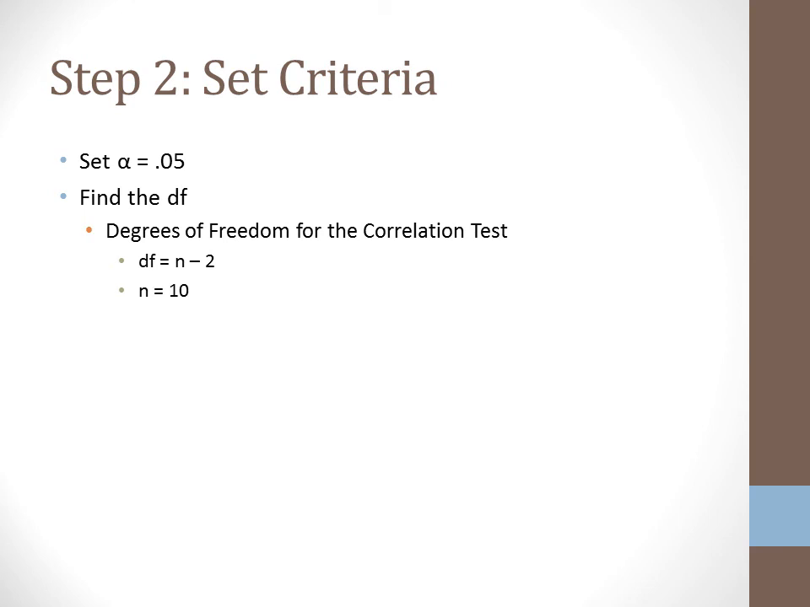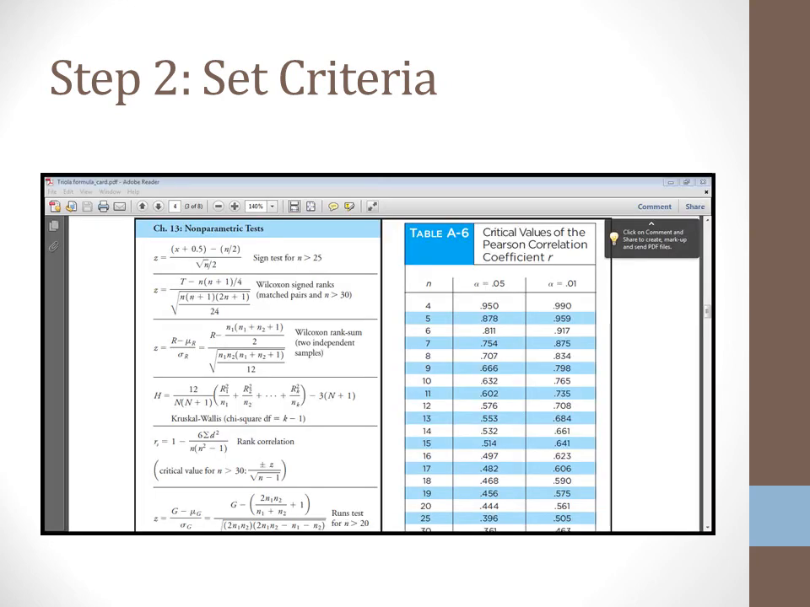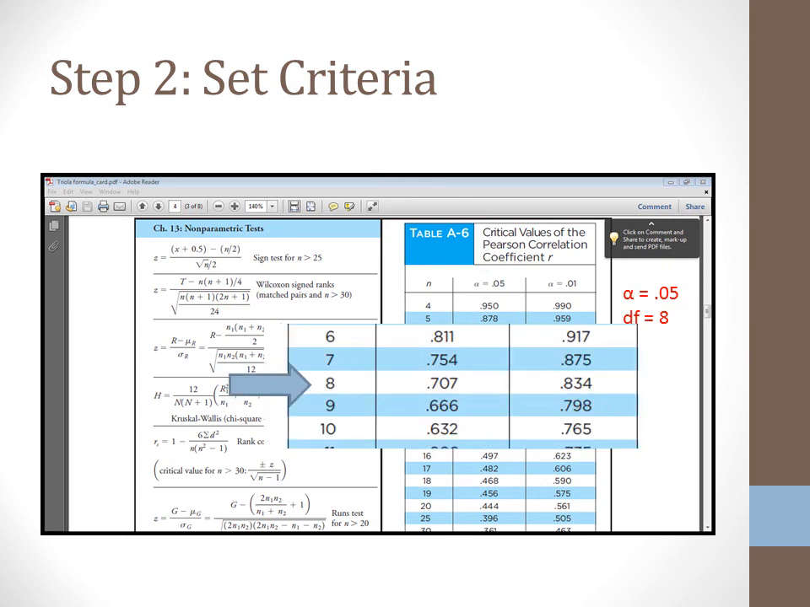So if we have a sample size of 10 individuals, to compute our degrees of freedom, we simply take the value of n and subtract 2, which gives us a degrees of freedom of 8. Then we just need to go to our table. In our insert or in the back of the book, we're going to be looking at table A6, which you will see over here, for critical values for the Pearson correlation coefficient. Again, we have our alpha set at 0.05, and we have degrees of freedom set to 8. So our corresponding critical value is 0.707.